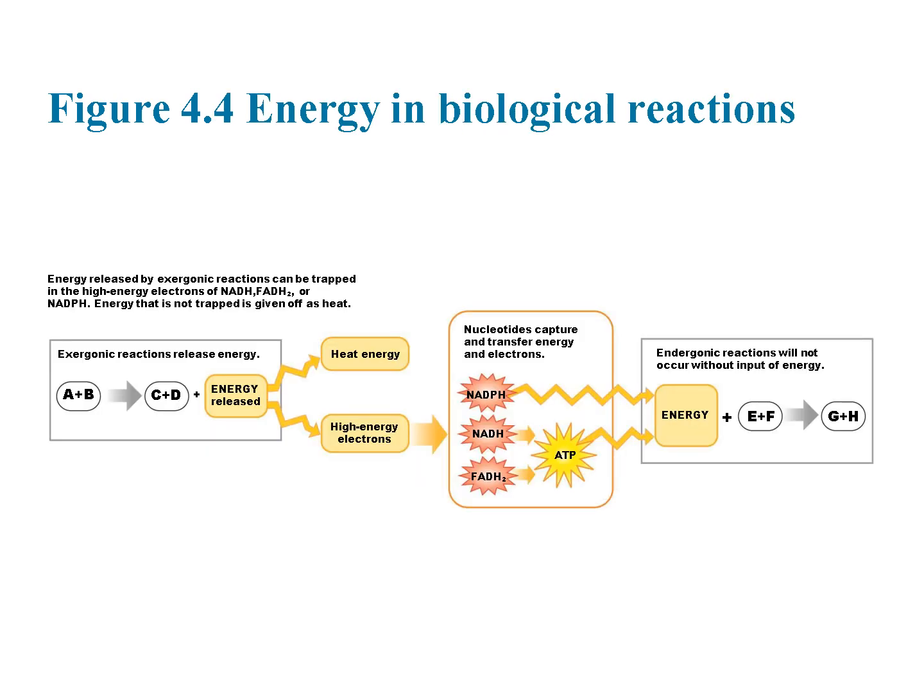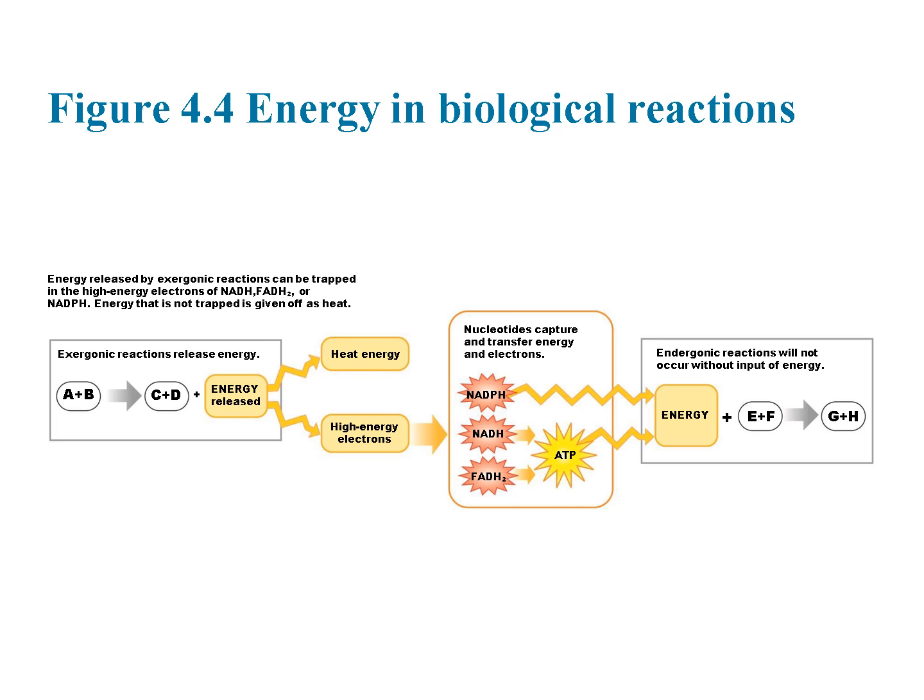This diagram explains how energy flows in biological reactions through exergonic and endergonic processes. Exergonic reactions release energy as bonds are broken. For example, A plus B yields C plus D plus energy. Some of this energy is released as heat, while the rest is captured by molecules like NADH, FADH2, or NADPH as high-energy electrons. Energy storage and transfer: the energy captured in NADH, FADH2, and NADPH is used to form ATP, the cell's energy currency. ATP stores energy in its high-energy phosphate bonds, ready to fuel other processes.